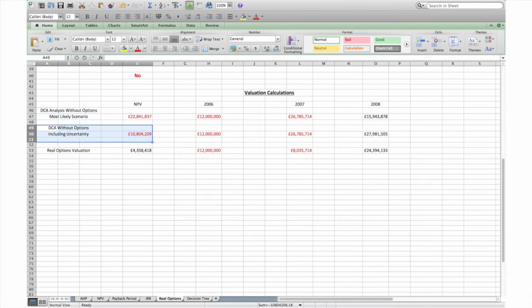In the second case, DCA analysis without options, but including uncertainty, the losses are considerably less. Here you start to analyse using the total scenario map, including all of the possible options and outcomes, including high risk and low risk ones. I have broken this calculation down into stages to help you understand it better.